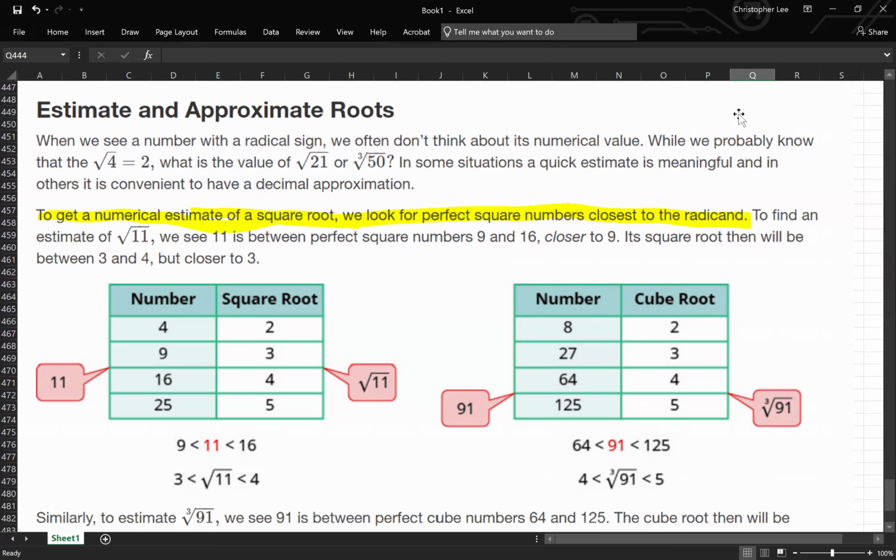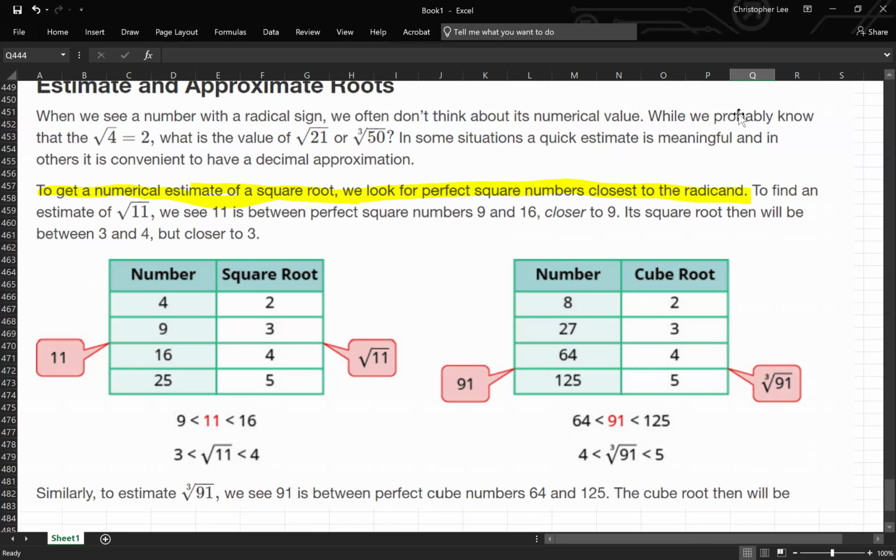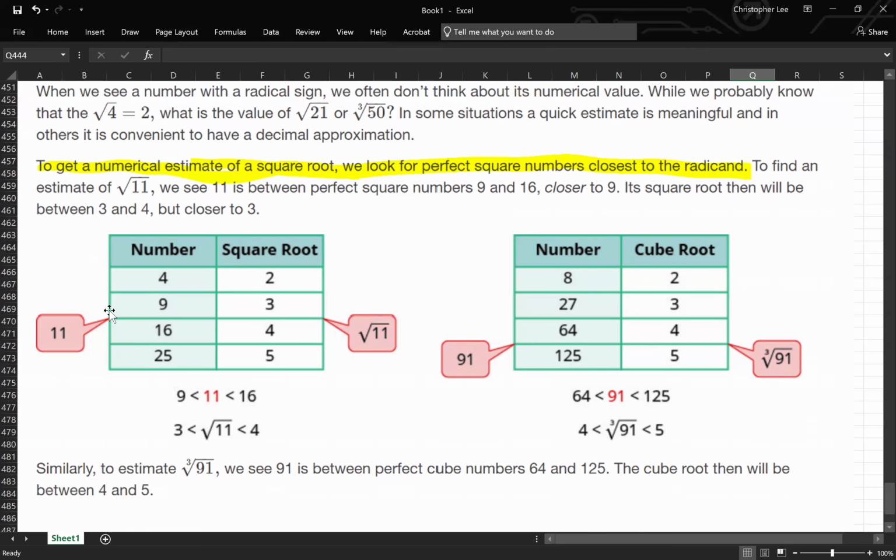So its square root will be between 3 and 4, but closer to 3, right? For example, you know the perfect square numbers: 4, 9, 16, 25. 11 is in between 9 and 16, but it's closer to 9. Well, the square root of 9 is 3, and the square root of 16 is 4. So what does that mean about the square root of 11?